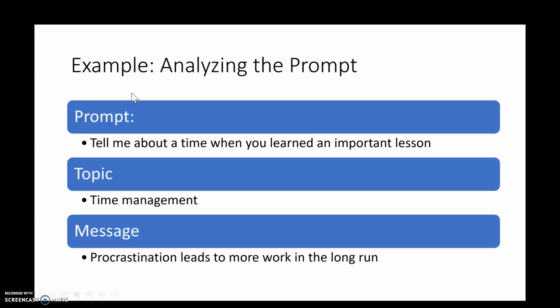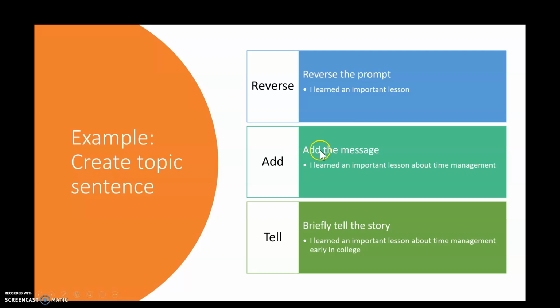We have an example here. I'm going to take you through the whole process of writing one, just like we did with the descriptive paragraph. So for my example, we're analyzing the prompt. The prompt is, tell me about a time when you learned an important lesson. I've decided to focus on time management, and my message is that procrastination leads to more work in the long run.